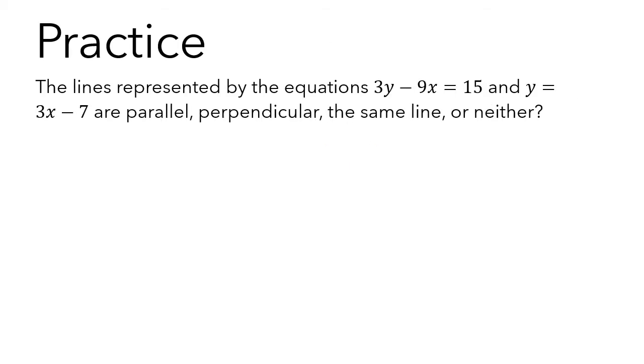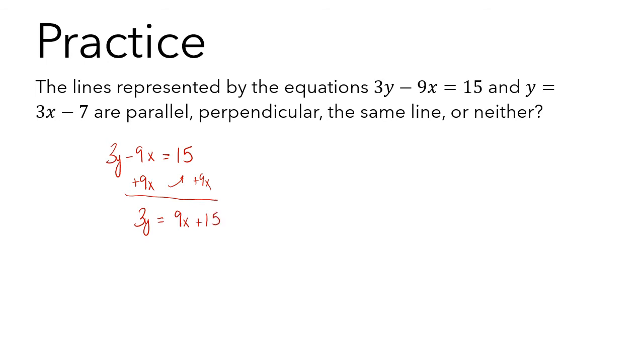The lines represented by the equations 3y minus 9x equals 15 and y equals 3x minus 7 are parallel, perpendicular, the same line, or neither. So we need to determine that. First, we'll notice that this equation, 3y minus 9x equals 15, is not in slope-intercept form, so let's change it. First thing we do is move the x term to the right, so I'll do that by adding 9x on both sides. So that gives me 3y equals 9x plus 15.